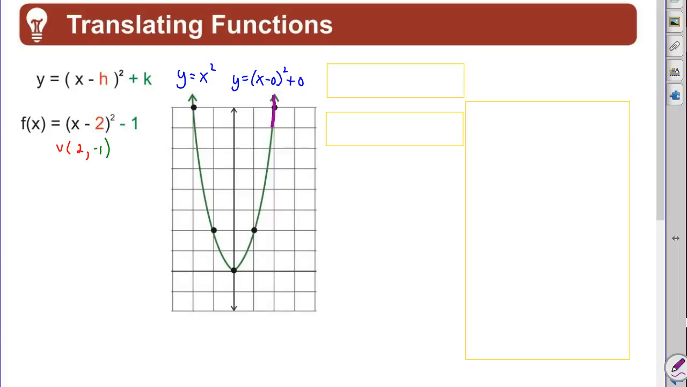So let me trace this. Not such a great trace, but that's okay as a quick review. To graph this, I would go 2 to the right and 1 down, and there is the translation of that function. Put my arrows on the end. Okay, so that's a quadratic.